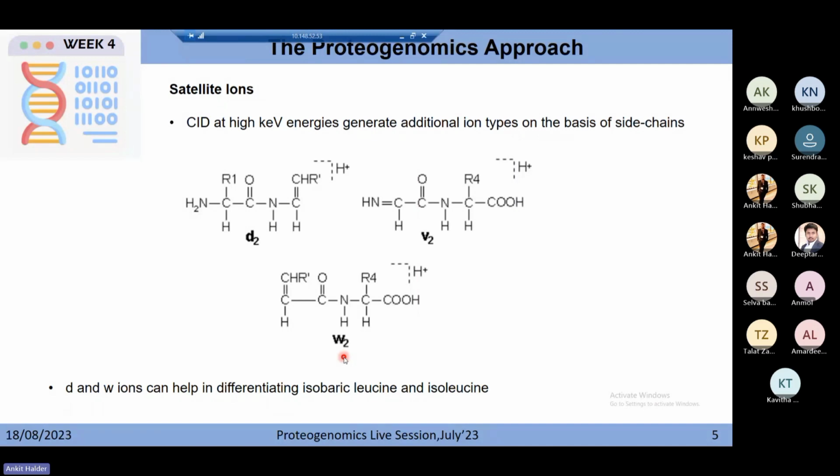These D and W ions are also quite helpful in differentiating isobaric leucine and isoleucine. How does it help? In leucine and isoleucine, it is mostly the side chain that changes, and everything else is the same. Due to the generation of these ions on the basis of the side chains, you can differentiate leucine and isoleucine. So this is one kind of help it can give, but these are mostly additional ions that are generated. So these are satellite ions.